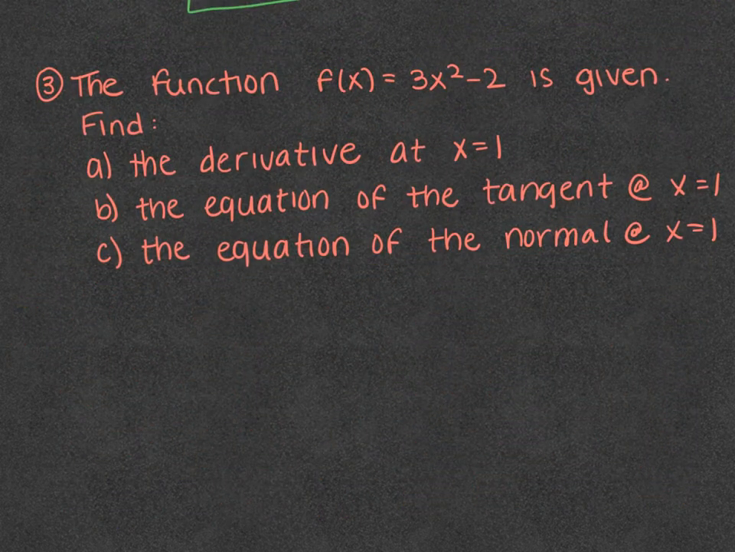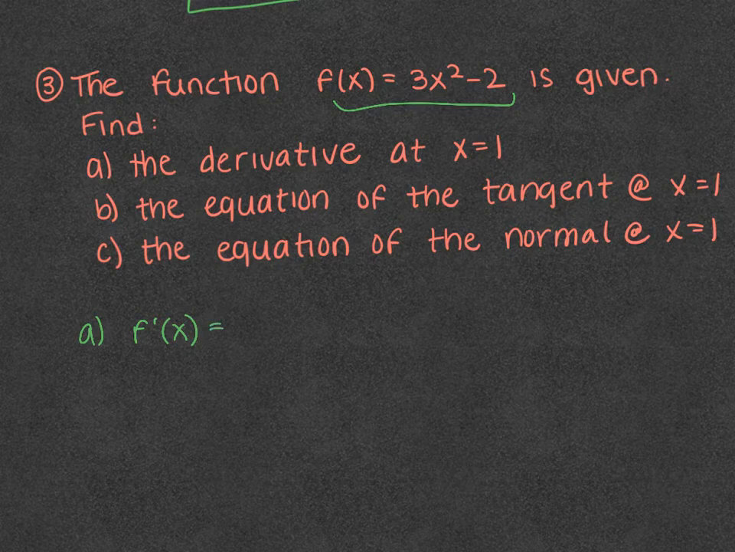Next one. We've got our function f of x. We want to first find the derivative at x equals 1, so let's do that. So for part A, we have to find the derivative. As always, you should be trying these on your own before you see what I'm doing, but whatever works.